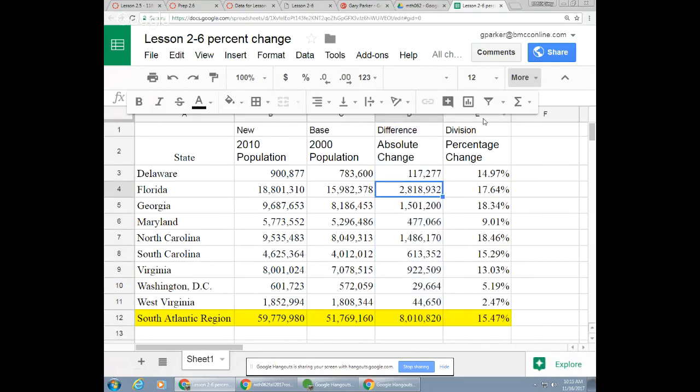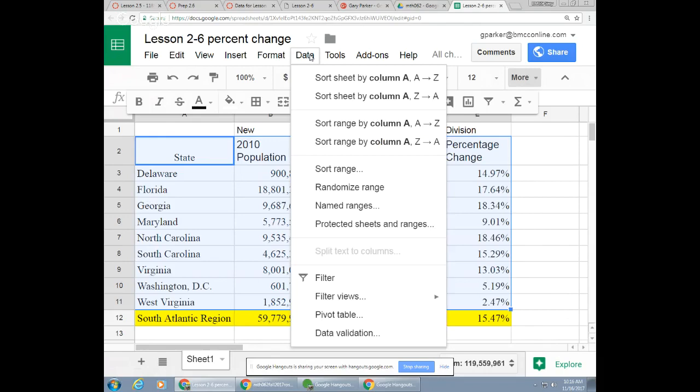Percent change, if we look at that column, 18.46, does anything beat that? I think it's North Carolina, right? Yeah. If there were more states, wouldn't you agree it'd be even harder to look at this? So what we can do is we can tell the spreadsheet to sort it. So usually what I do there is I highlight just the stuff I want to sort. I don't want this bottom in the sort because that's not a state. So I highlight those and then I go to data.